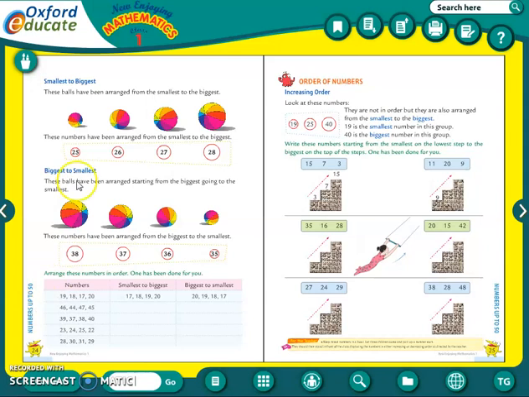In the last class, we did smallest to biggest number. Today we will do the order of numbers. That is, we have done smallest to biggest and biggest to smallest. Now, that is the name of this order. Smallest to biggest is called increasing order and biggest to smallest is called decreasing order. Let us see.